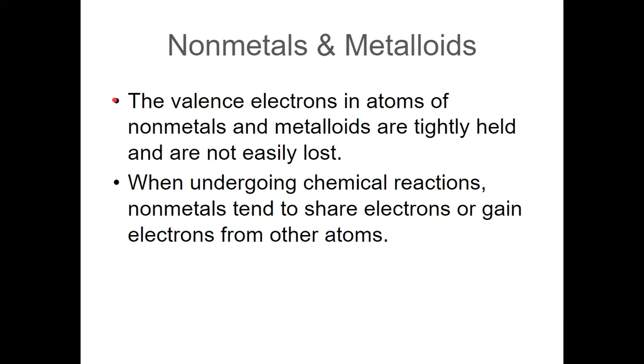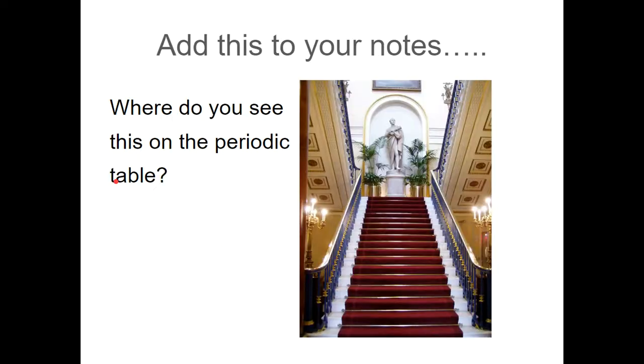Nonmetals and metalloids. The valence electrons in atoms of nonmetals and metalloids are tightly held and are not easily lost. When undergoing chemical reactions, nonmetals tend to share electrons or gain electrons from other atoms. This will be really important next year, in grade 10, as you're learning about compounds and chemical reactions.